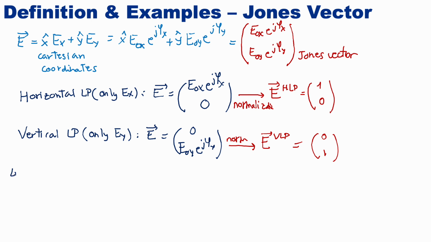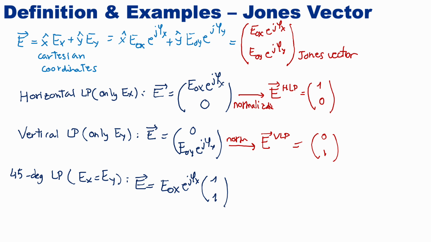The other case is when we have linear polarized light, but it's oriented by 45 degrees. So that means that my x component and my y component are exactly the same. So I can take the x component outside as a common factor, and then here we're going to have 1, 1. And when we normalize, then our 45 degree linear polarized light is going to be 1 over square root of 2, times 1, 1.